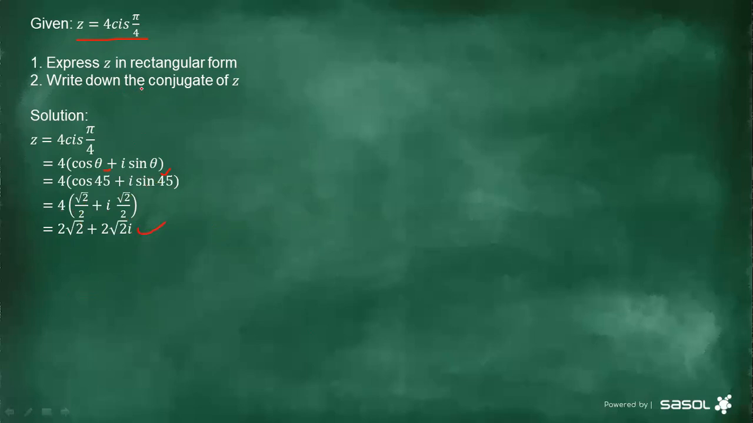Write down the conjugate of that. Let's write the conjugate. Remember the conjugate, you just change the sign of the imaginary part. So it was positive, you can see it was positive, now it's negative. Just change the sign of this imaginary number there. All right.